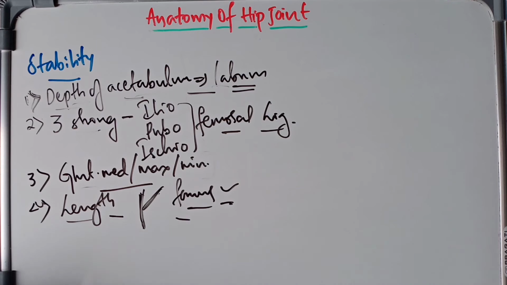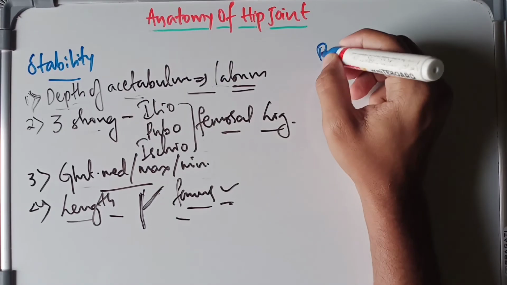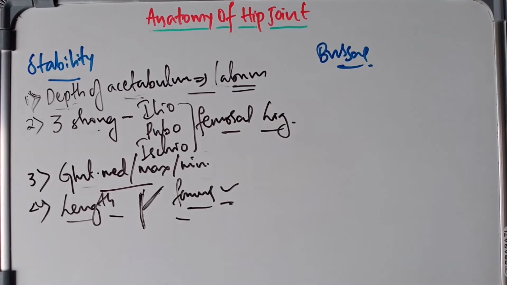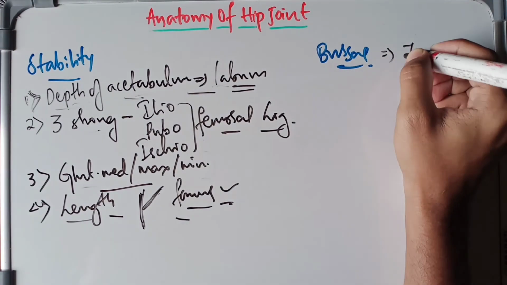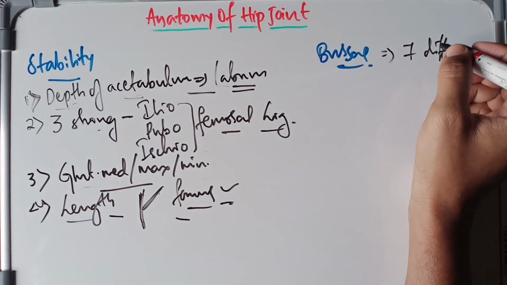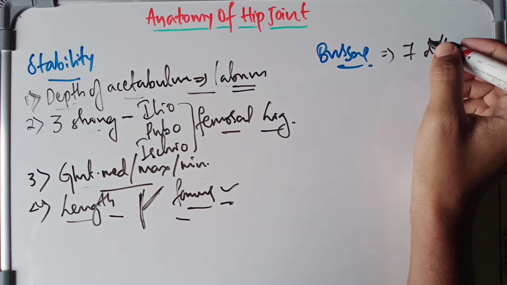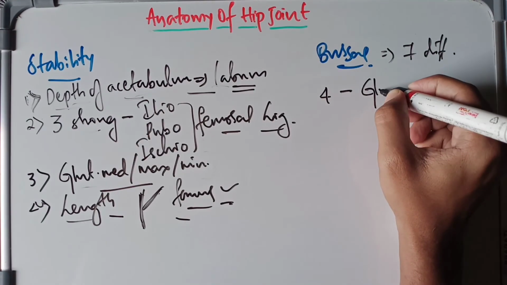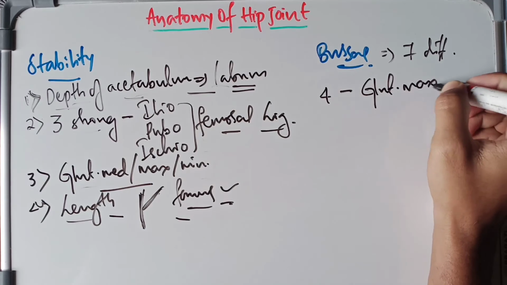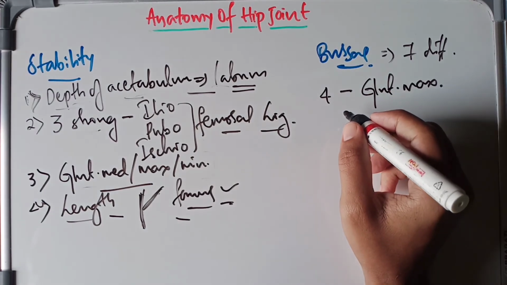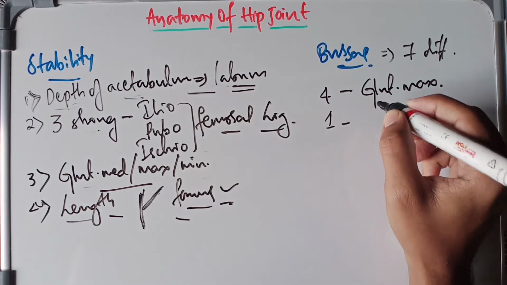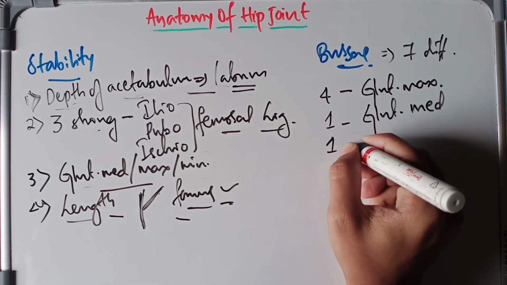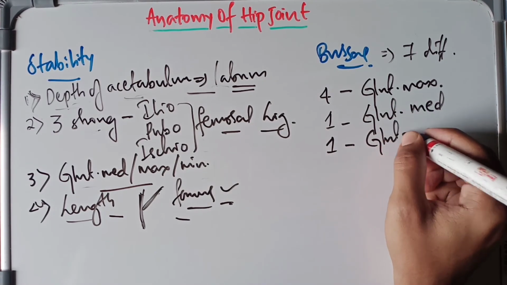Now moving on to the bursae around the hip joint. When it comes to the bursae around the hip joint, we have 7 different bursae. What are those 7? We have 4 bursae around the gluteus maximus, and we have 1 under the gluteus medius, and also 1 under the gluteus minimus.